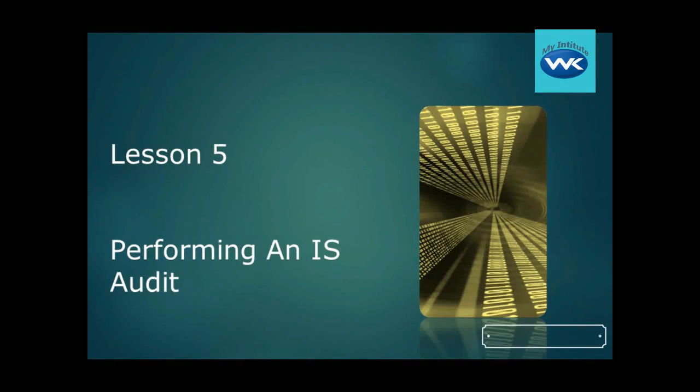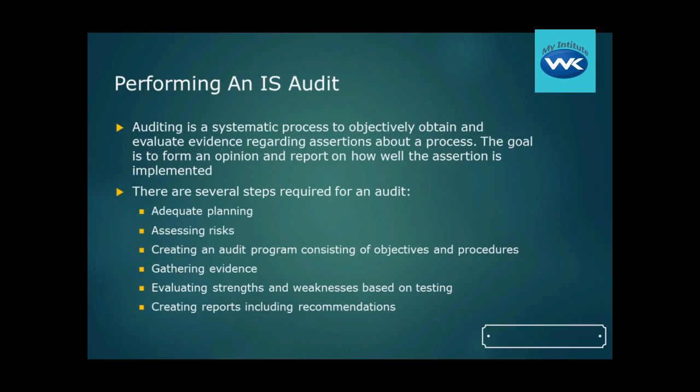This lesson is going to be about performing an IS audit. Now, auditing is a systematic approach or process that we use to objectively obtain and evaluate evidence regarding the assertions we make about a process or that were made to us about a process. Now, the goal is to form an opinion and report on how well the assertions made to us have been implemented. All right, so what does it mean, an assertion?